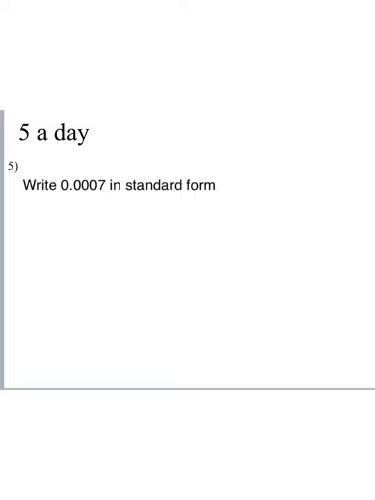Question 5. Write 0.0007 in standard form. Okay, so we need to make sure we write this in standard form. We could write this as 7 times, and to get to the original number we need to move 1, 2, 3, 4 places. So 10 to the power of minus 4.